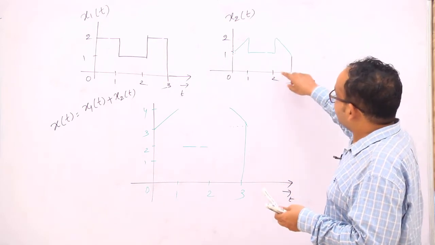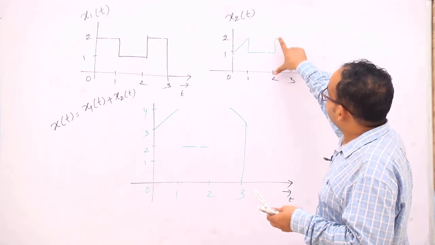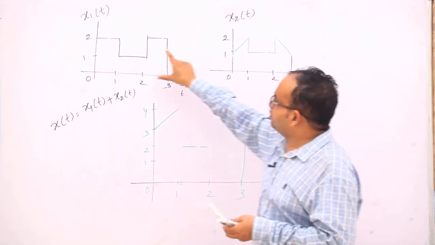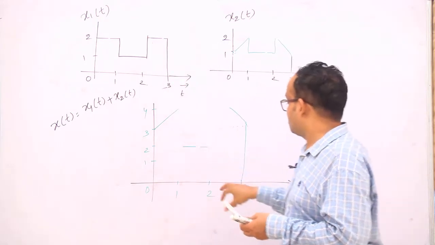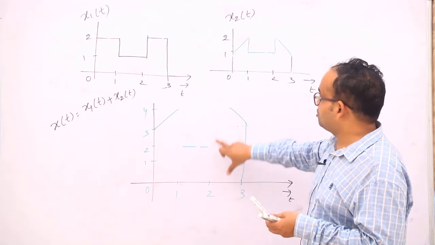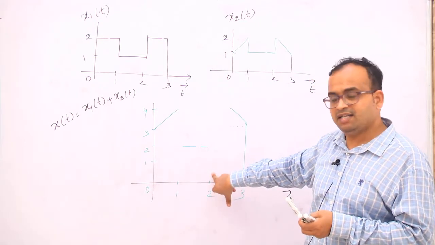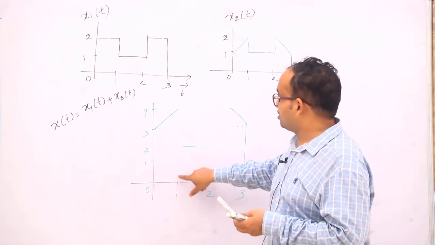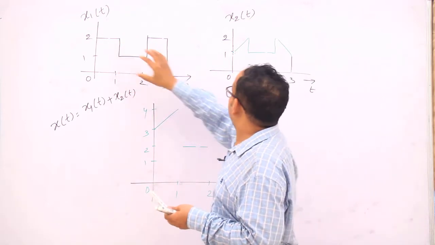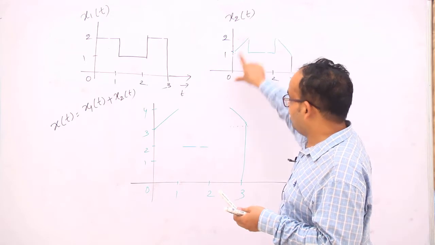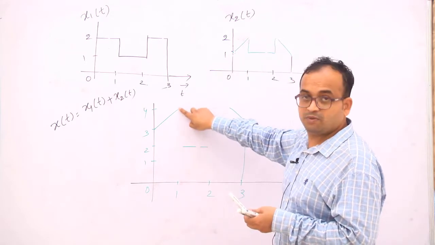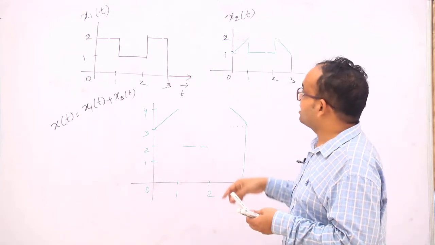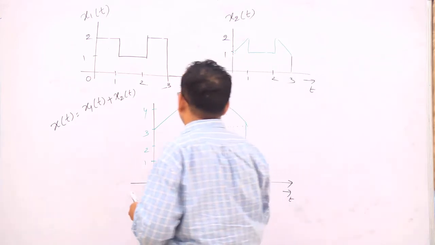So see this. At 2, what happens? The total amplitude is 2 here. At 2, the total amplitude is 2. So now see, let us see. At 2, the total amplitude is 4, which means our drawing is correct. Similarly at 1, the total amplitude, let us see, 2. At 1, total amplitude is 2. So at 1, total amplitude is 1. Right? Similarly, what happens? You have to draw now.